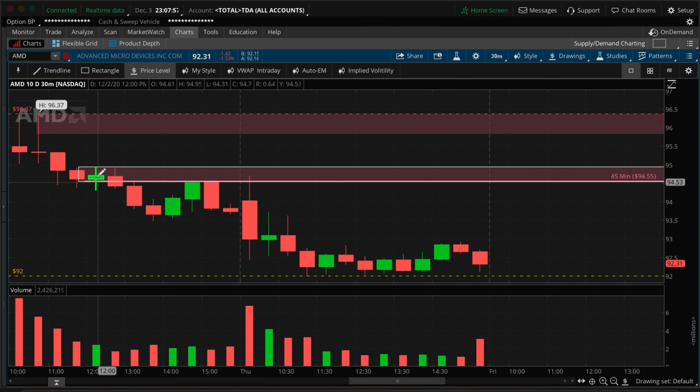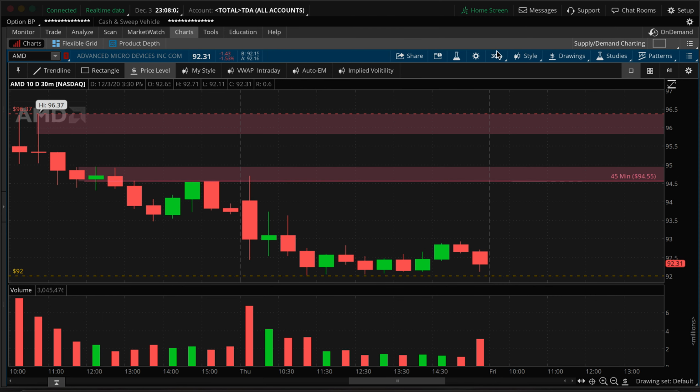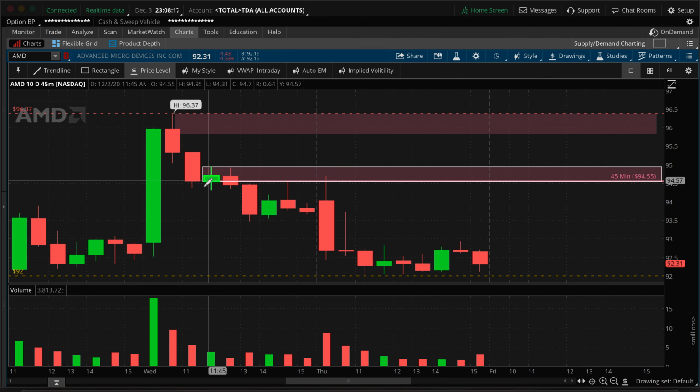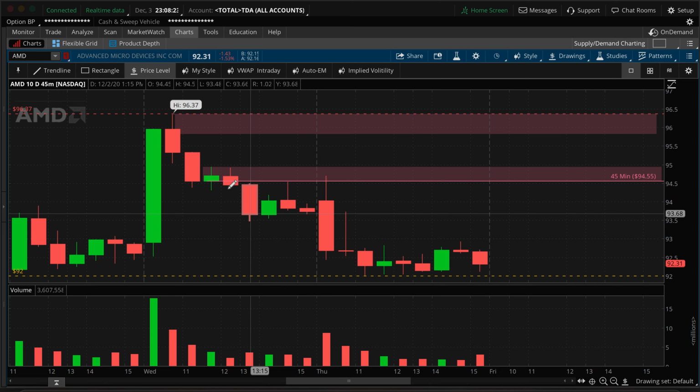So we have 30-minute here as well as 45. So let me get to the 45. Don't have it on this computer. Just so we can see the actual zone. So then we have here, it's not the largest drop here, but then we have the drop at this zone.